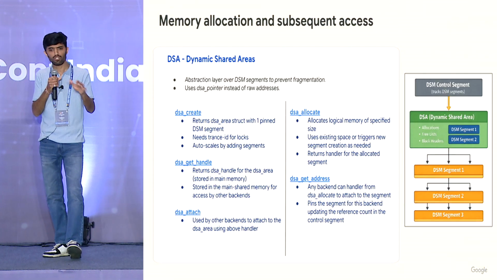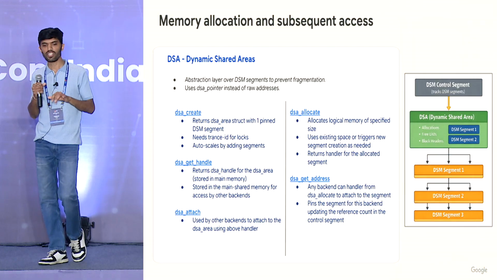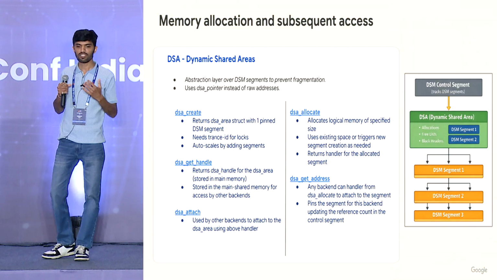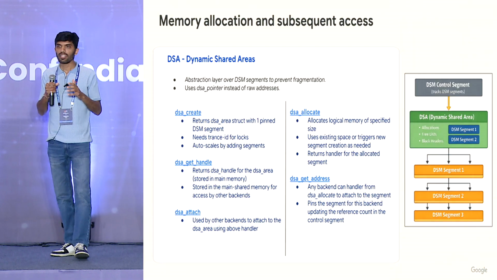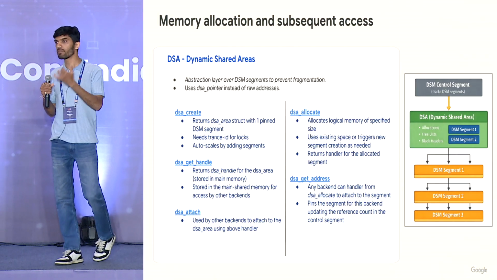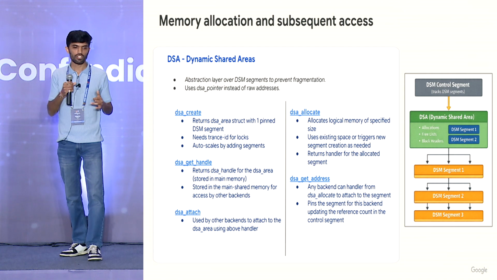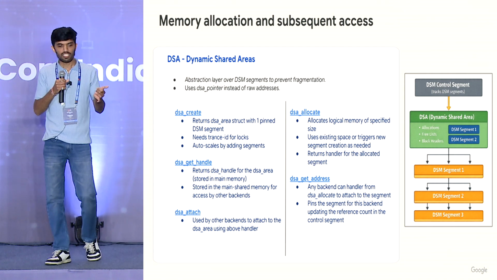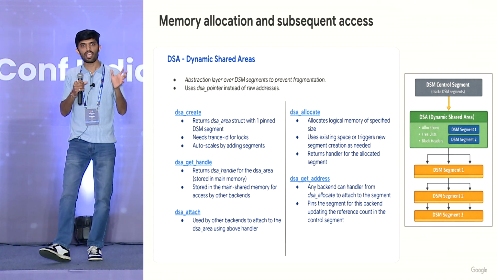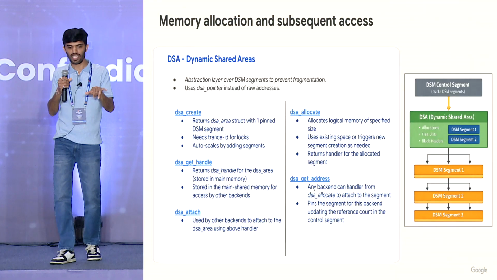But before that, if we look at the right hand side, we can see that the DSA, dynamic shared area, is just a wrapper over a few segments. What happens is, if we go back to the previous example where backend A used the DSM create function to create the segment, now instead of that it would use the DSA create function, which internally allocates one DSM segment and provides a handler for the DSA area.